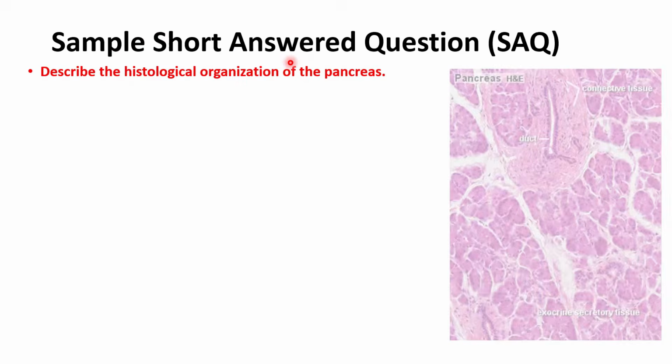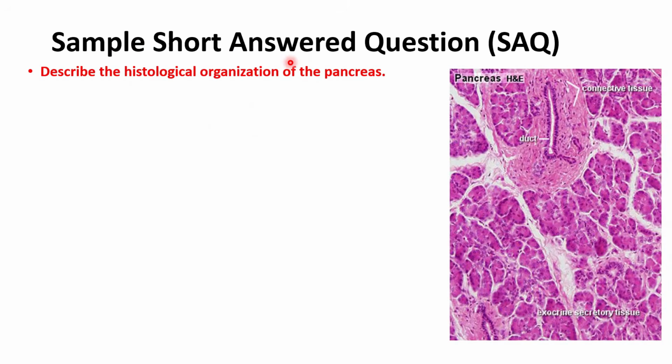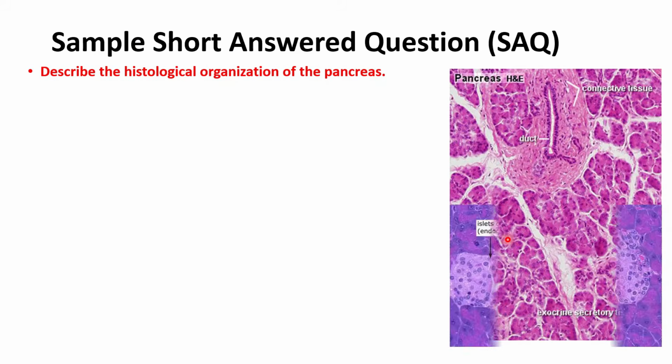Then you can have sample short answer questions, SAQs. Maybe you can be told to describe the histological organization of the pancreas. That's the pancreas if you look at it microscopically. You can see this one has been stained using H&E. Why? Because you can see dark or blue spots. That's hematoxylin, and then eosin gives the pinkish part because of the cytoplasm and the extracellular matrix. We haven't covered this well, but maybe we can talk about it.